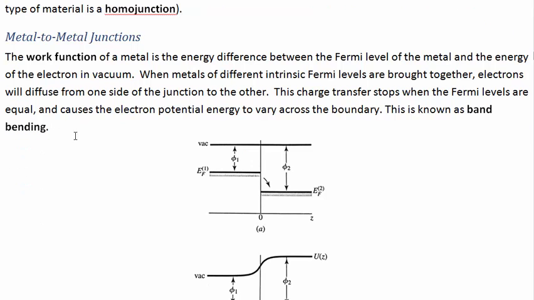Metal-to-metal junctions. Remember that the work function is the energy needed to remove an electron from a metal. Now, the Fermi energy level is the energy level of the last filled state at absolute zero, or halfway between that state and the first unfilled state, if you want to be very technical about it. The Fermi level in a metal then tells you about how big the work function is.